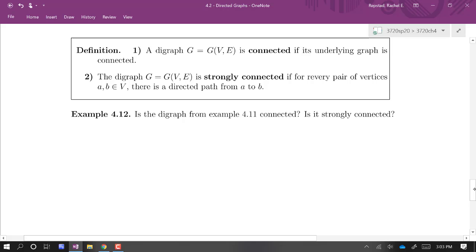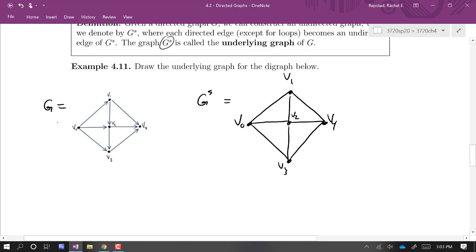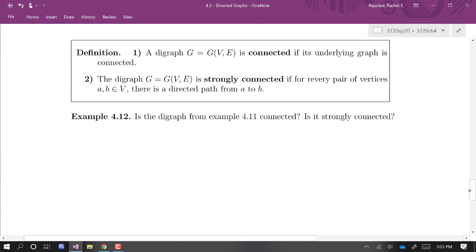We say a digraph is connected if its underlying graph is connected. So, for example, this graph G is connected because its underlying graph is connected. Right? In G sub S here, I can get from any vertex to any other vertex. However, there's a stronger sense of connectedness with a digraph. We say that a digraph is strongly connected if for every pair of vertices, there is a directed path from A to B.